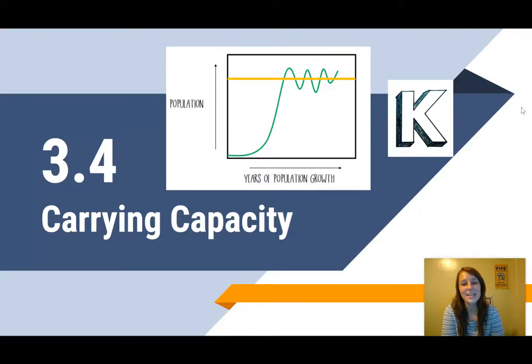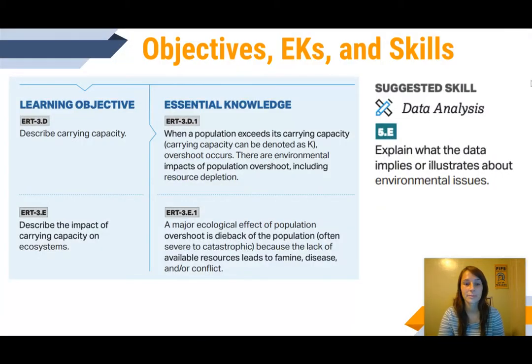Hey everyone! So today we are going to be learning about section 3.4, which is about carrying capacity. The learning objective for today is that you can describe carrying capacity and also describe the impact of carrying capacity on ecosystems. We'll be learning about what causes a carrying capacity, how you can interpret it on a graph, what happens when populations overshoot that carrying capacity, and how the ecosystem impacts the carrying capacity of organisms.